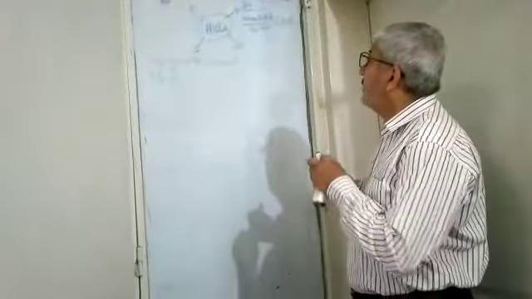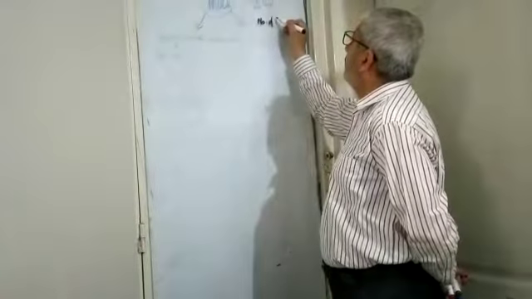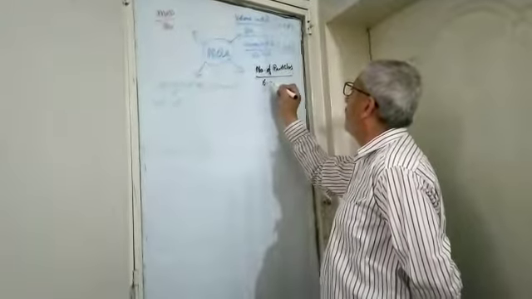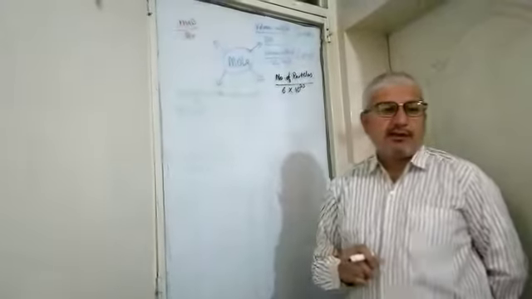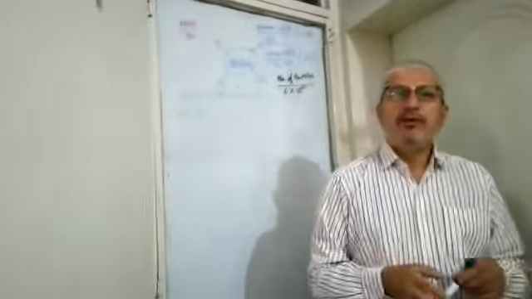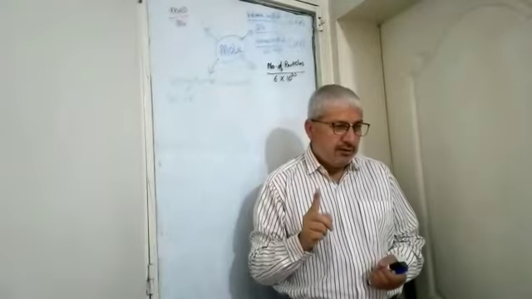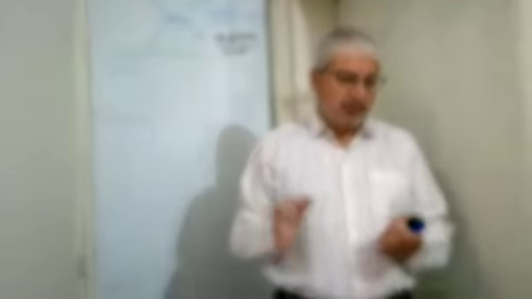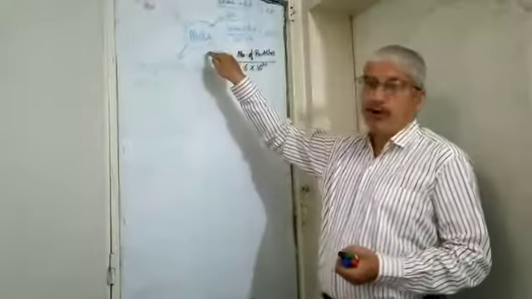And last but not the least is number of particles upon Avogadro's number. Here I am only taking 6 into 10 to the power 23. 6.022 is the actual number, but we can round it off to 6 into 10 to the power 23. Now these are the 4 formulas on which all the mole is based. You will have questions relating to these 4 formulas. All of these are equal to mole.